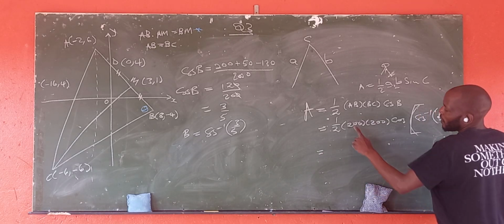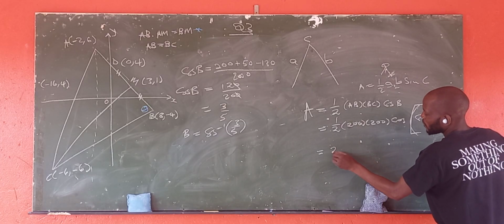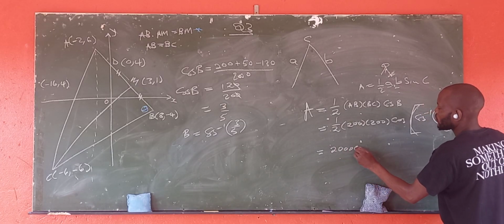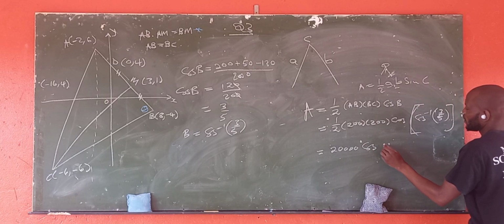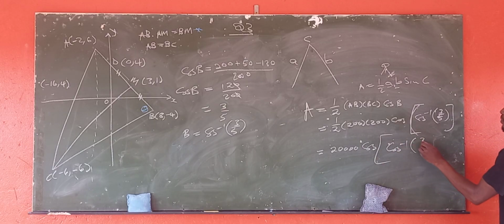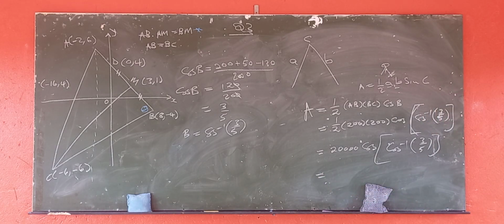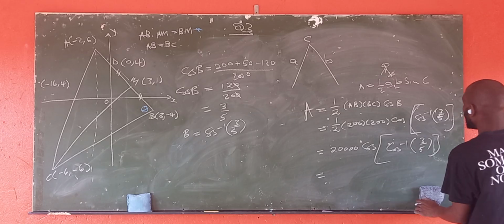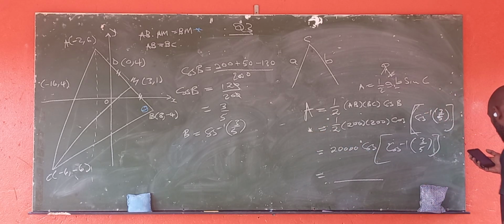So in this case, half of 200 is 100, and then 100 times 200 would be 20,000, and then multiplied by the trig ratio of cos inverse of 3 over 5. And then you press the calculator, and then you get the answer.